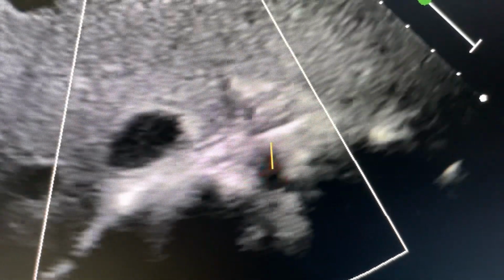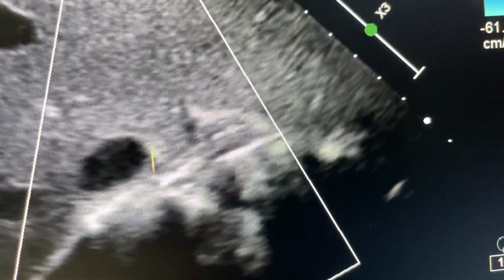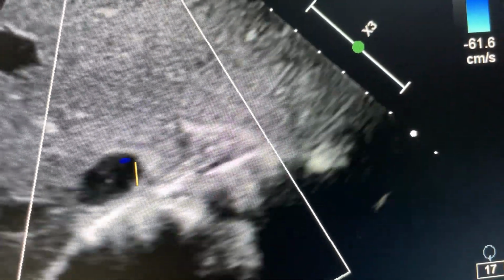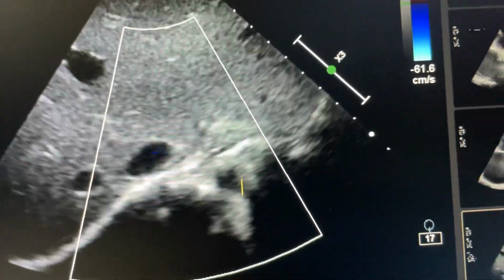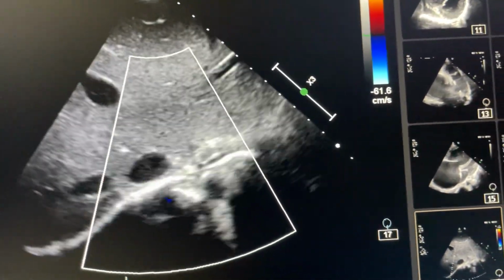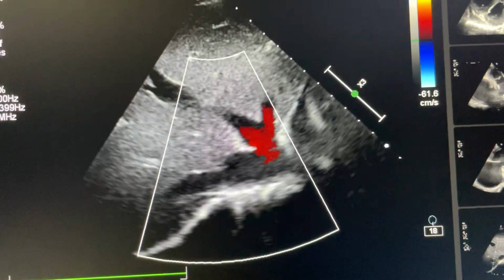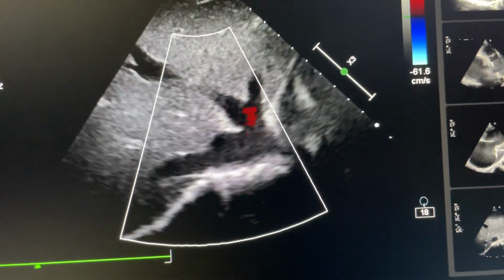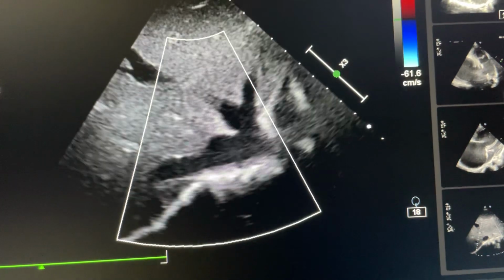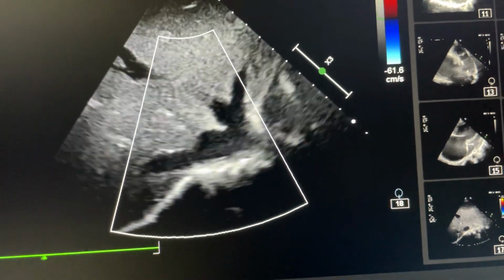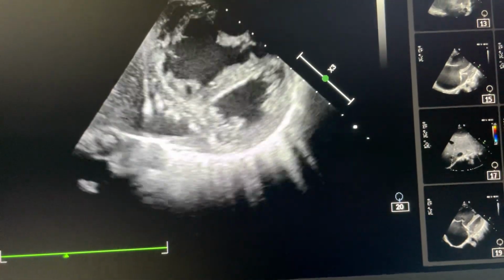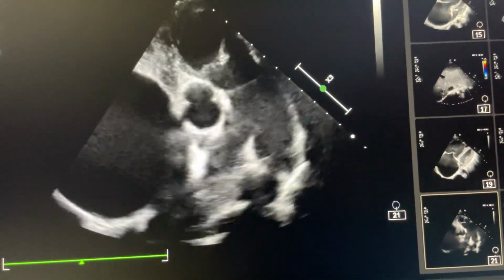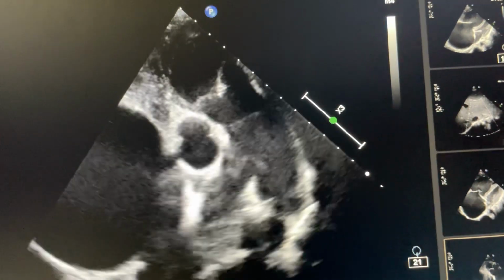So IVC is dilated compared to the aorta; you see the size of the aorta simultaneously with the IVC. IVC is almost twice the size of the aorta. So IVC dilated. You can see the hepatic vein also had flow reversal, that is red in color. Again, the main pulmonary artery is dilated.